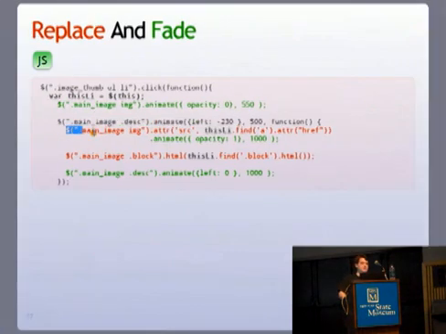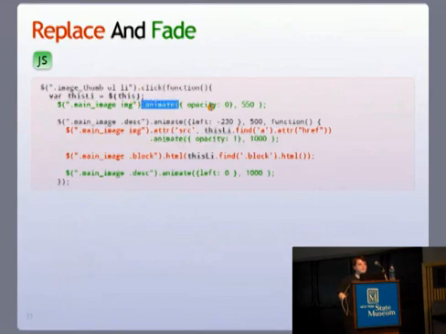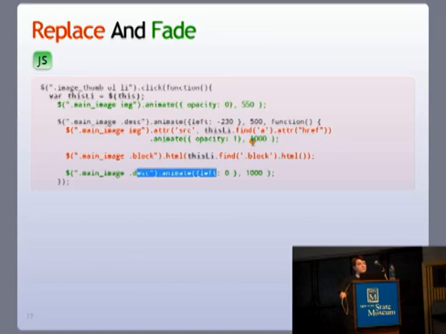So here we go. We set the source attribute of the main image to this LI, which is what we created for here. We find the anchor and change the href just like we did before. Then we animate the opacity back to 1 because it's opacity 0 right now. Then we change the HTML to the block HTML, and then we animate it back out to the left of 0, because right now it's at left negative 230. We're going to animate it out to 0, which is going to add 230 to it.